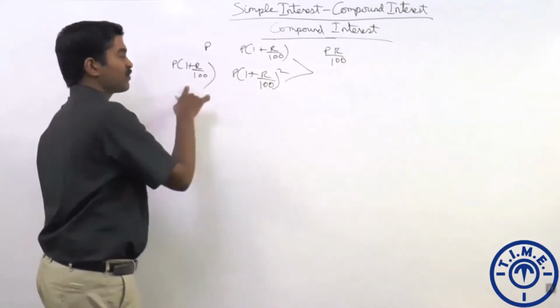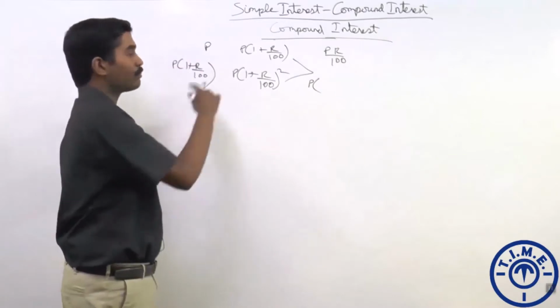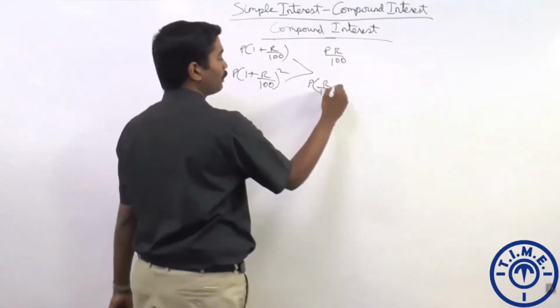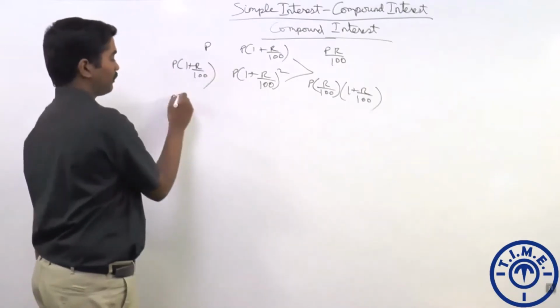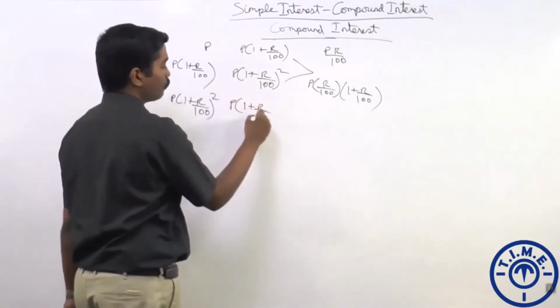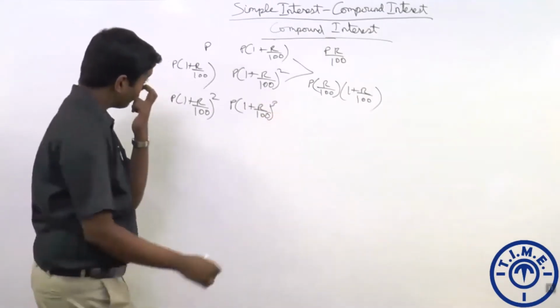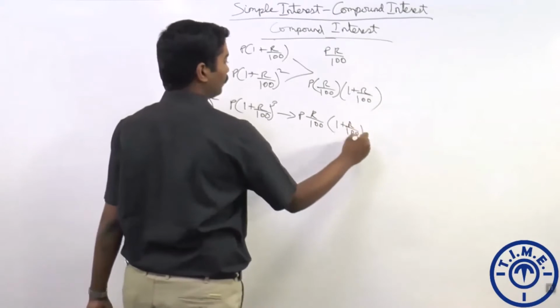I will get my interest for the second year by calculating the amount at the end of the second year minus the principal for the second year, which will be p into 1 plus r by 100 into 1 plus r by 100 minus 1, which is p into r by 100 into 1 plus r by 100. Similarly, for the third year, the amount for the second year becomes the principal for the third year, which would be p into 1 plus r by 100 whole square, and the amount at the end of the third year will be p into 1 plus r by 100 whole cube. So interest for this period again would be pr by 100 into 1 plus r by 100 whole square.